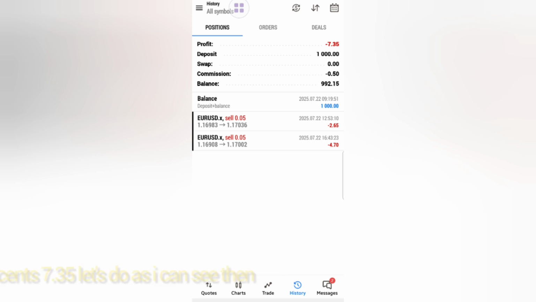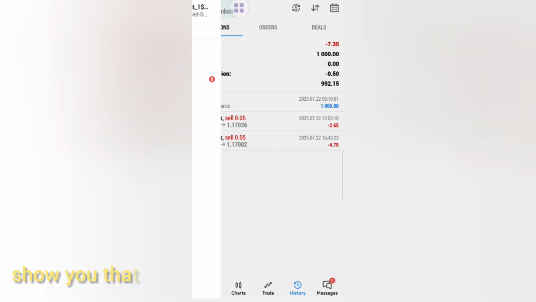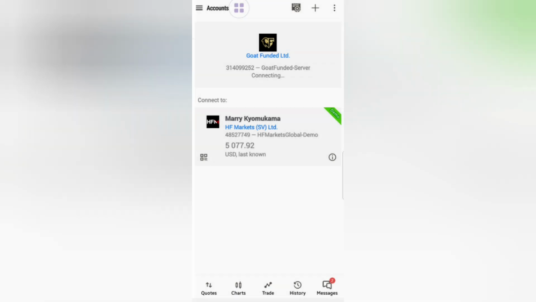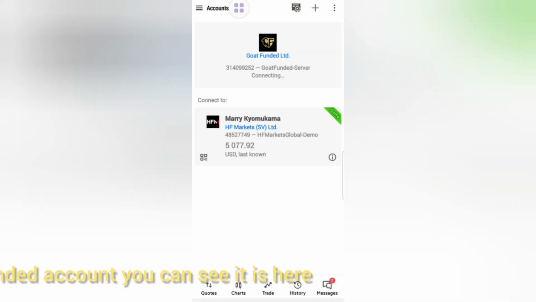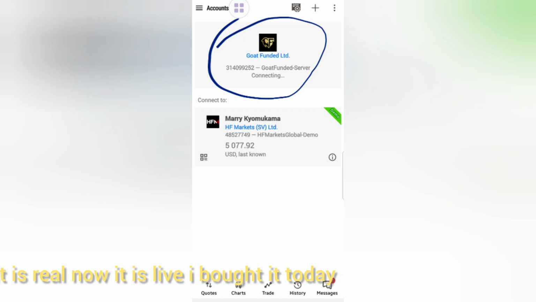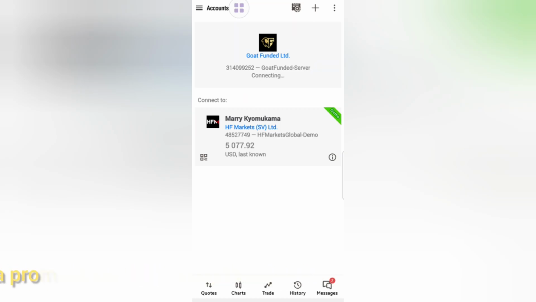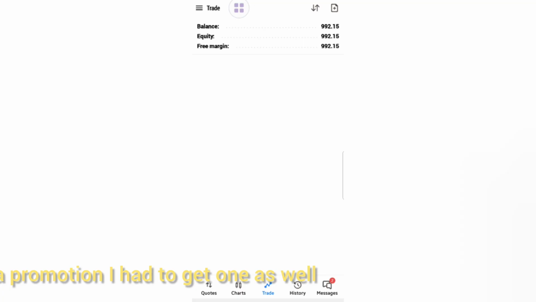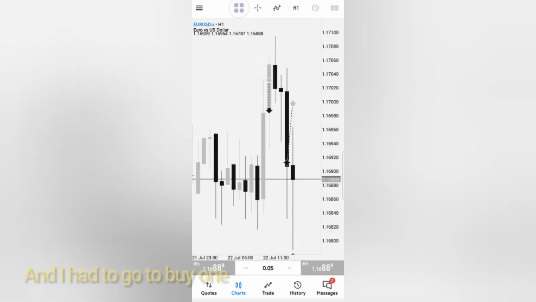Then to show you that it is real GoFunded account, you can see it is here. It is GoFunded limited account. It is real. Now it is live. I bought it today. It was a promotion. I had to get one as well. It was $1 US, and I had to go and buy one.